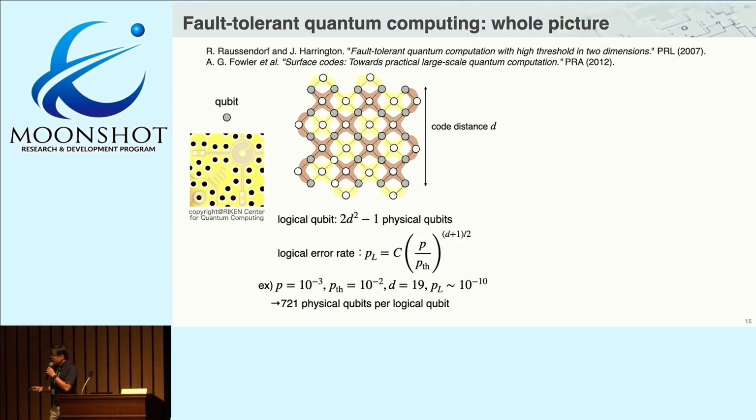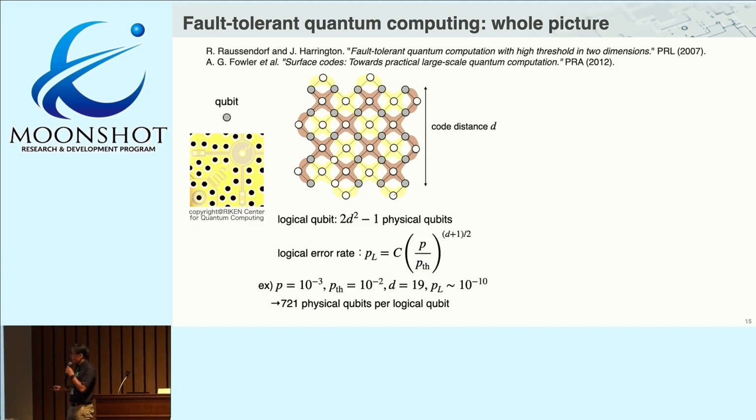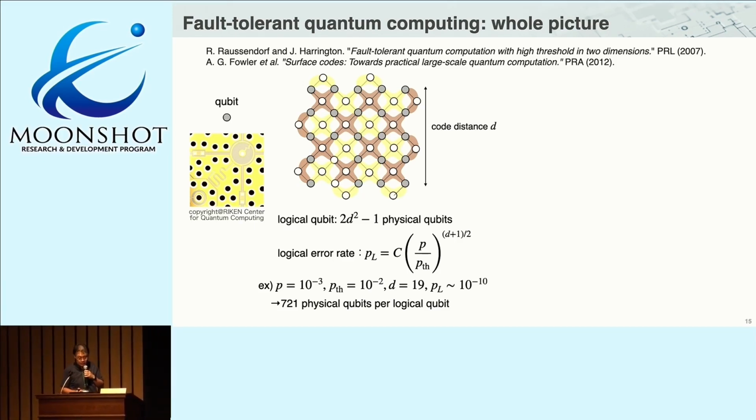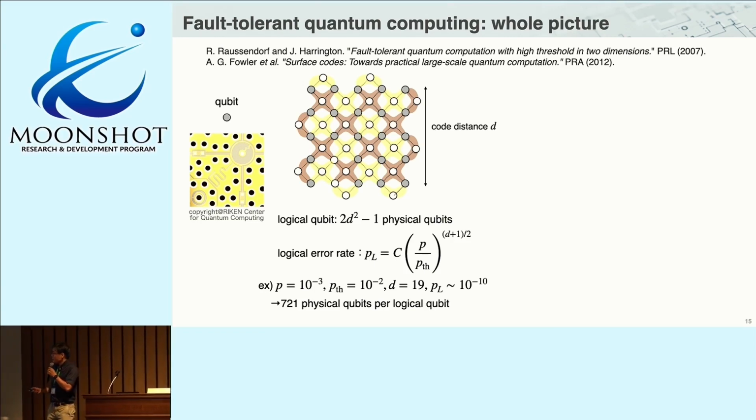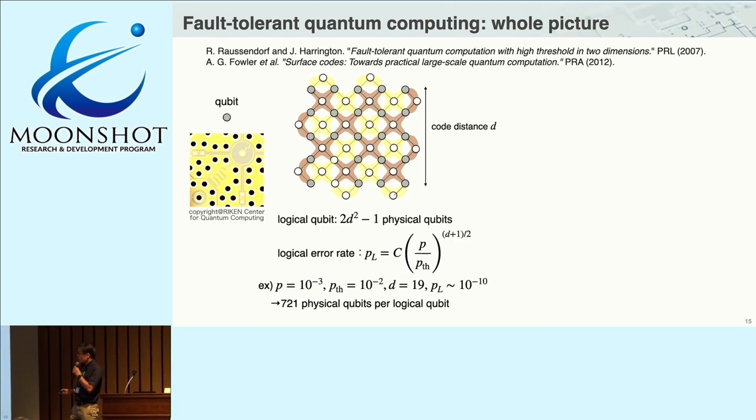So here is a qubit, and here is the surface code, and there is a very important metric of the error correction code called the code distance D. Roughly speaking, the code distance D means how much error can be corrected. Half of D errors can be corrected by using the error correction code with code distance D. And for the surface code, in order to construct the code distance D error correction code, we need 2D squared minus 1 physical qubits.